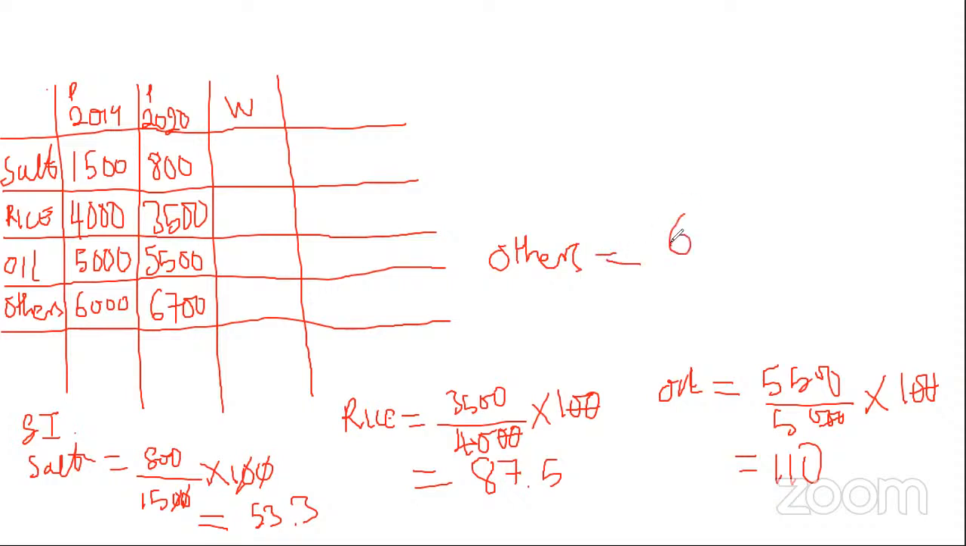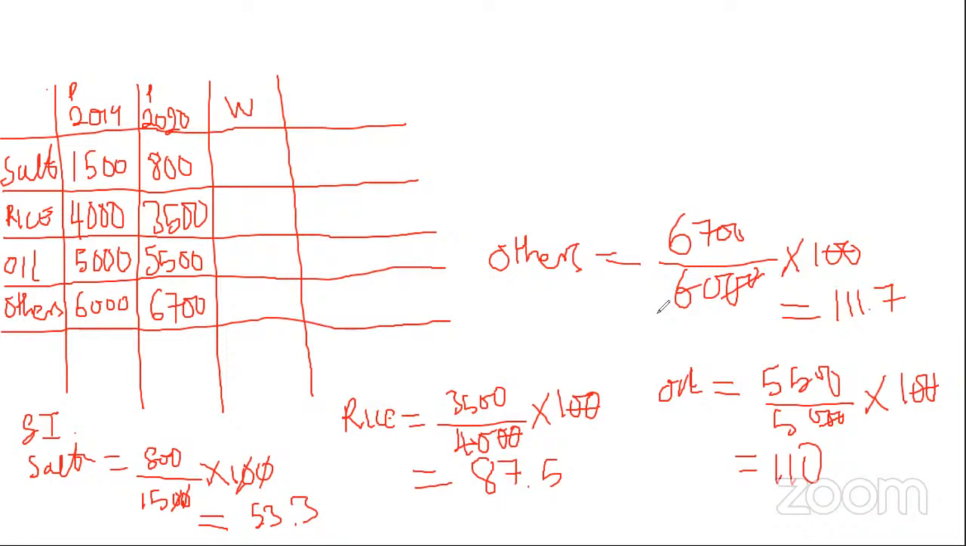So this will be 6,700. We divide it by 6,000 and multiply by 100, so the two zeros go. Then we get 6,700 divided by 60. It is 111.7. Point what? 0.7. Okay.